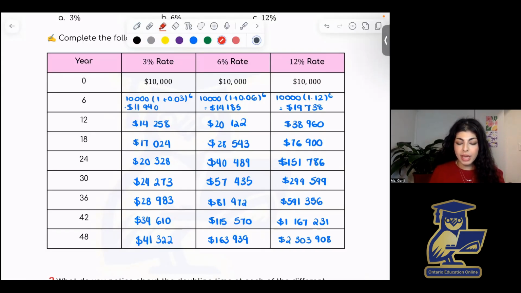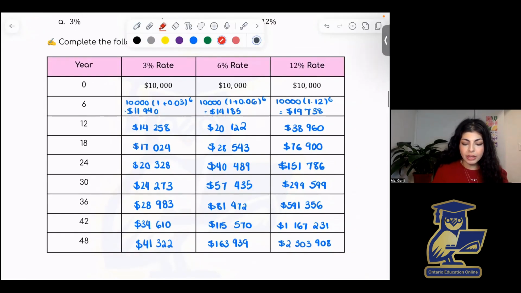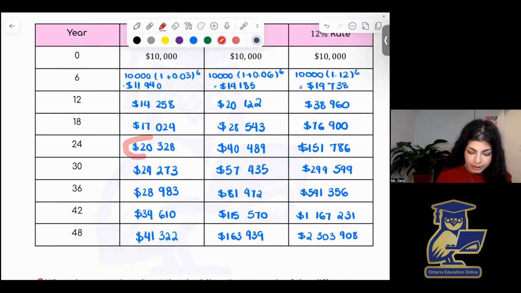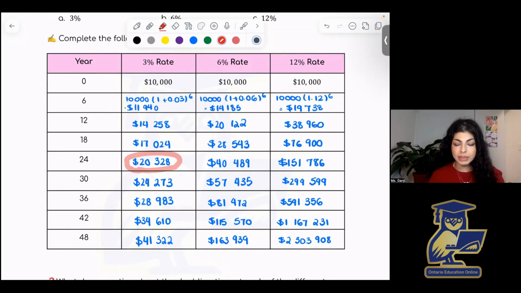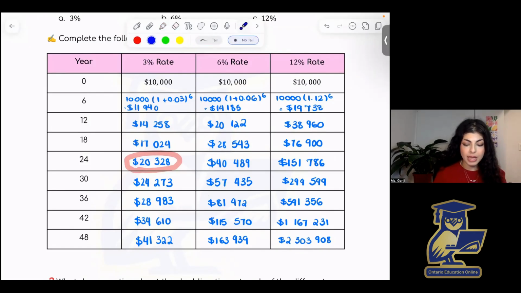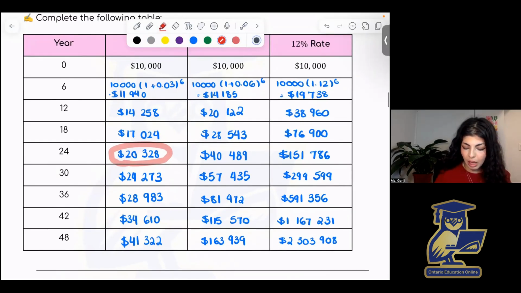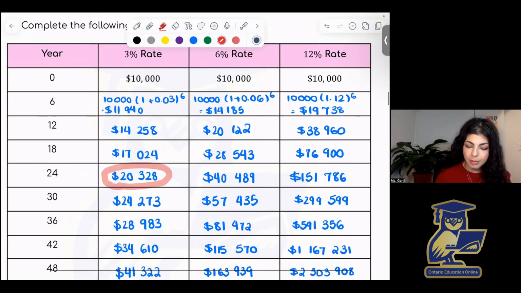So now we're looking at the number of years that have passed for all of these to double. So first, let's look at the 3% rate. Looking at the total of the table, after 48 years, $10,000 will become $41,000. But approximately after 24 years, we see that the amount has doubled. Now, for the 6% rate, if we save for 48 years, we're going to have $163,000, or close to $164,000. But again, the doubling time will be after 12 years.